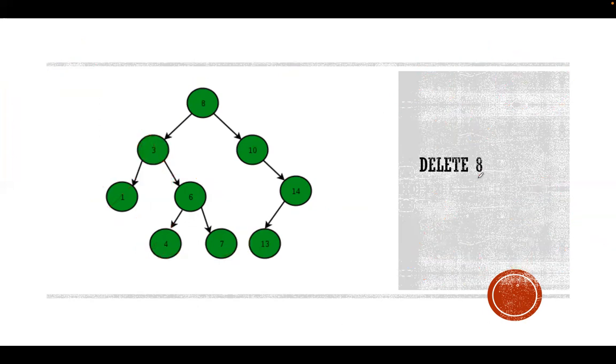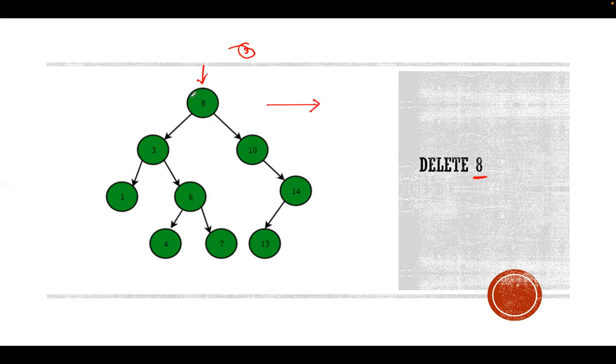Now let's try to delete 8. We can find it with only one comparison, because 8 is the root node, and 8 has 2 children. Whether it is the root node or any other node, it can fit with any of the options, option 1, 2, or 3. Here we are going to delete with option 3, because this node has 2 children.